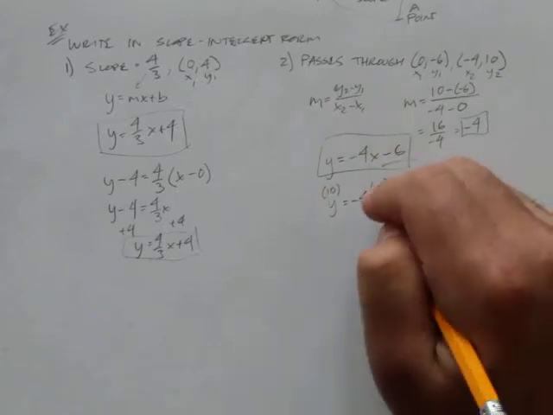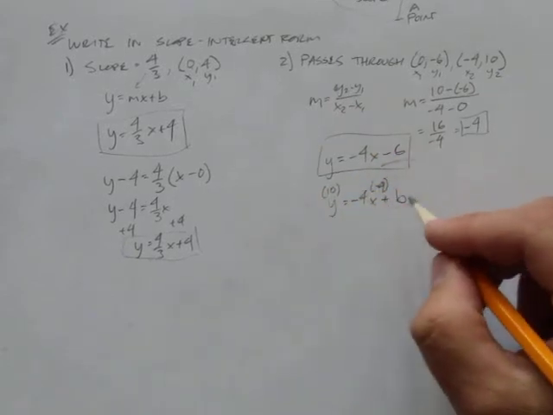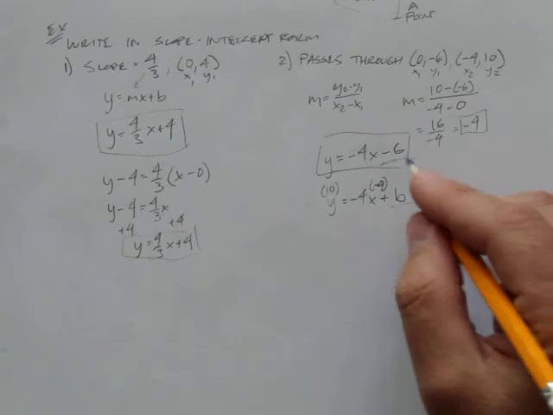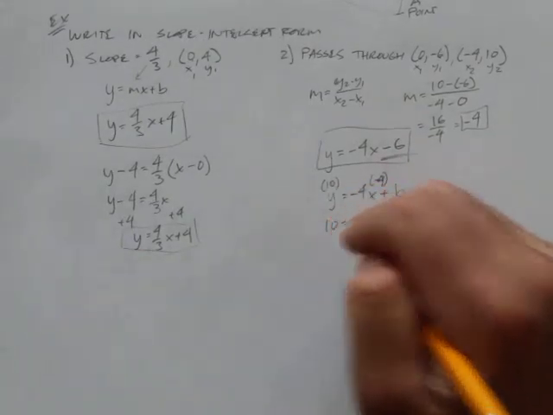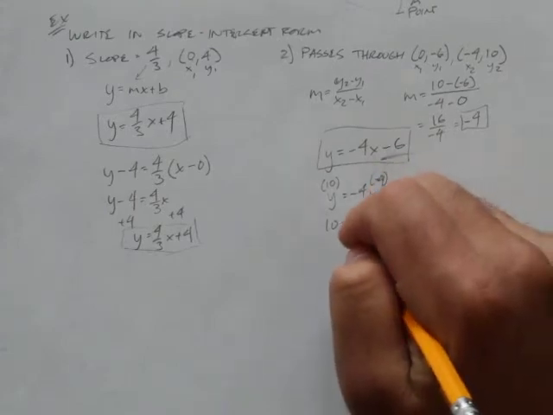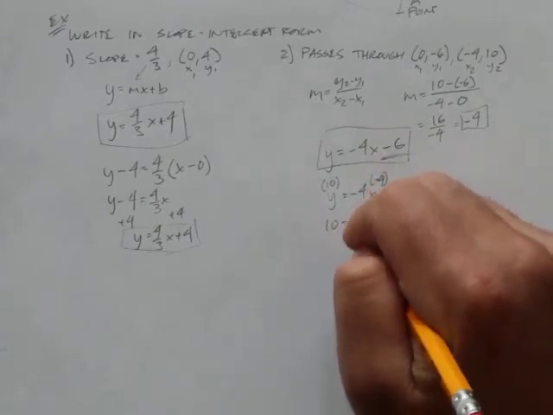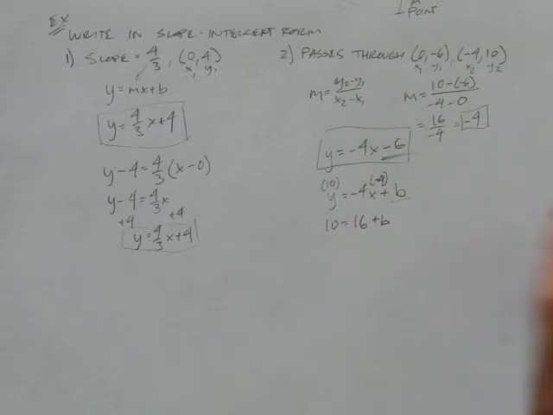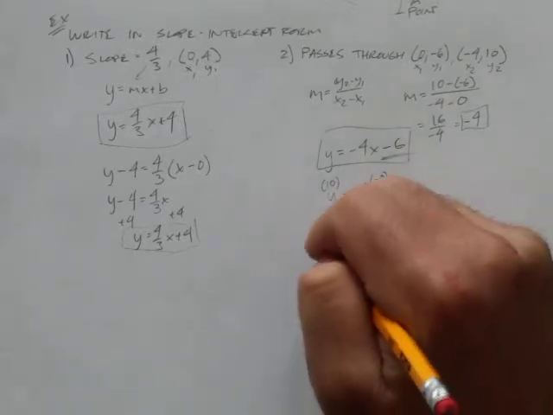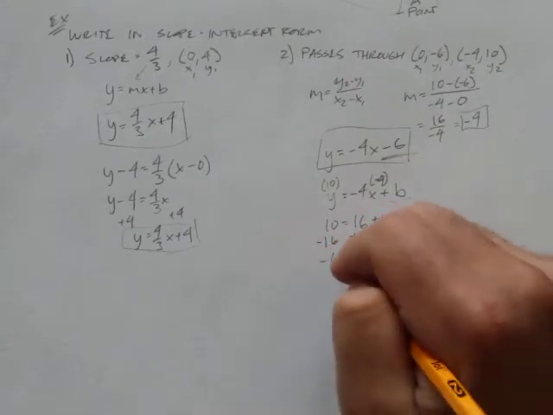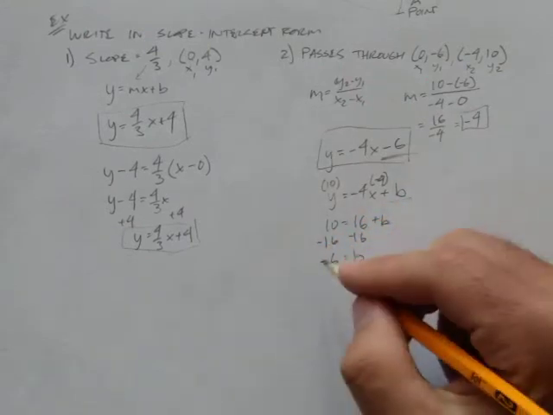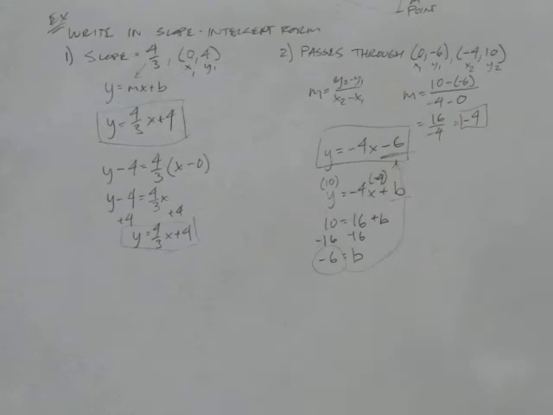So I'm just going to plug that point in there and solve for b, and then I'll know that my b is -6. So y is 10 equals -4 times -4, which is positive 16, plus b. I'm going to subtract 16 from both sides. What I do to one side, I do to the other. 10 minus 16 is -6, which equals b. Boom, -6, -6.